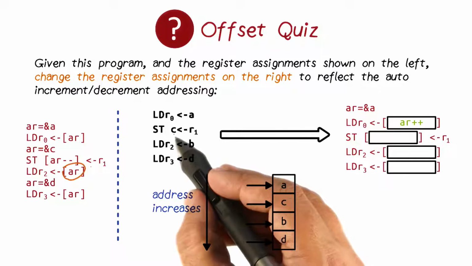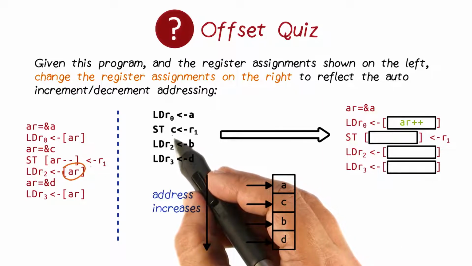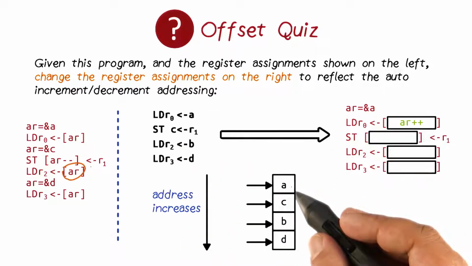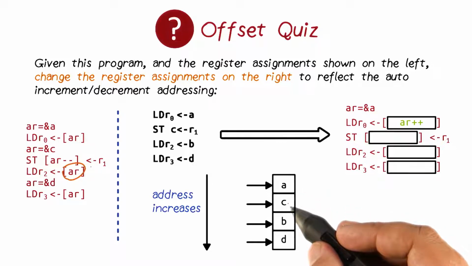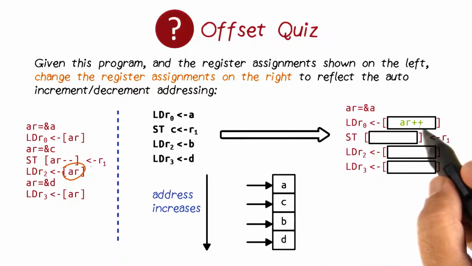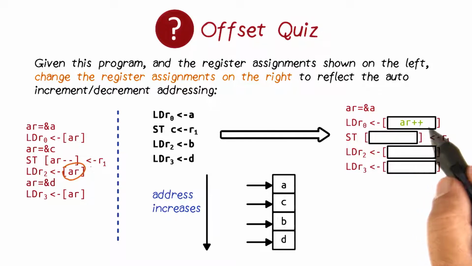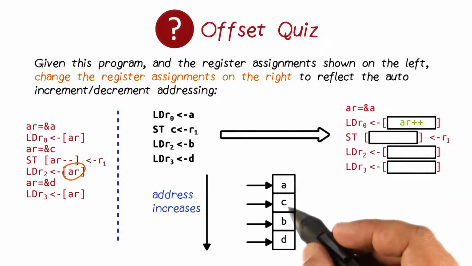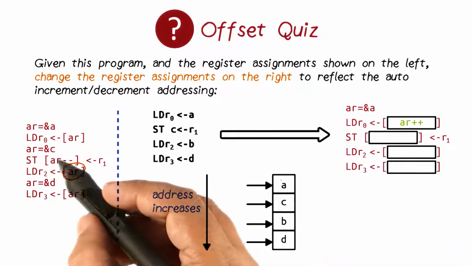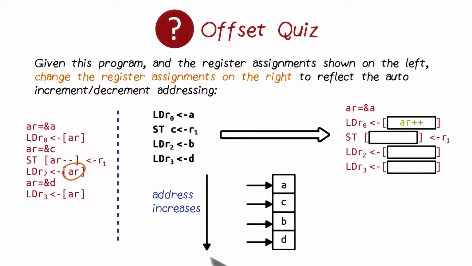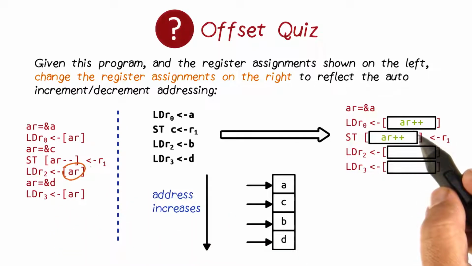And the next thing that we are supposed to access as per this code is C. Now let's see where C lies here. C lies right next to A. So we can take advantage of auto increment here, and that's why we did AR++. Now as you can see here, the address register will automatically point to C so that we don't have to do an explicit load of that address into the address register. Let's take a look at the next one.